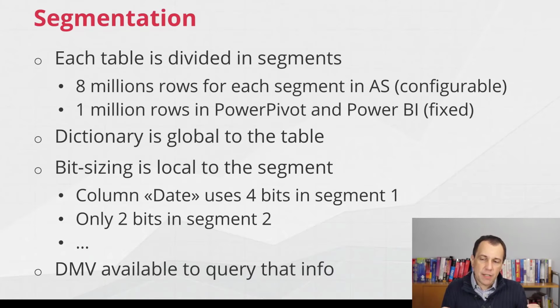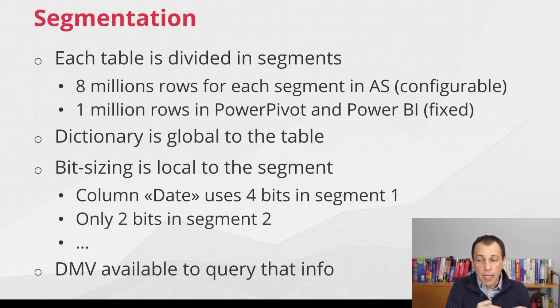And for this reason, the amount of rows where the local sort happens is just 1 million rows in Power BI, whereas it is 8 million rows in analysis services. Analysis services is supposed to run on larger servers that have more RAM. And for this reason, the default is bigger, because if we can read more rows at the same time, we could obtain a better compression.